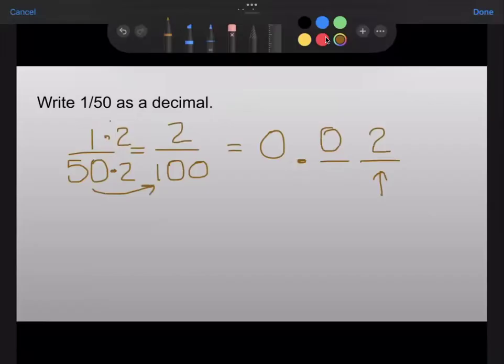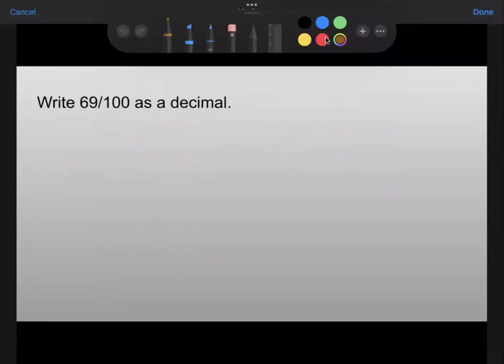Now, if you chose to use the division method, what you could do is take 1 and divide it by 50 like this, put a decimal here and a decimal up here, and go ahead and do your division. You should end up with the same answer, 0.02.